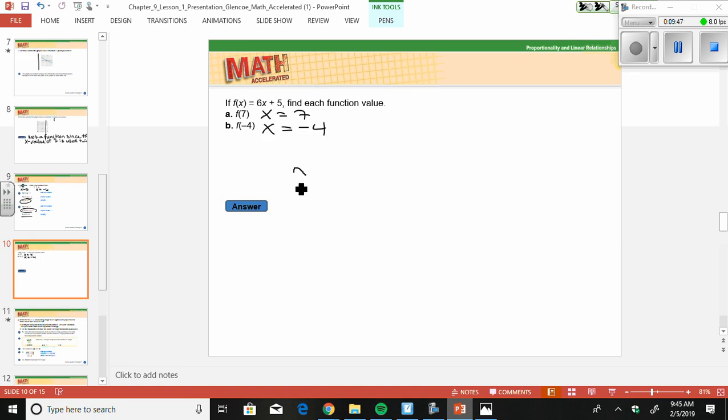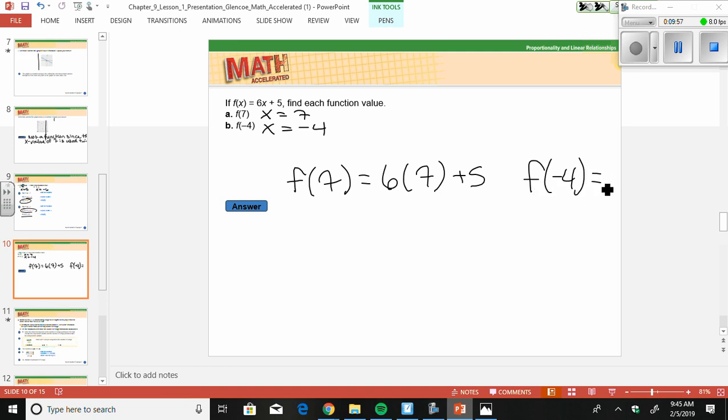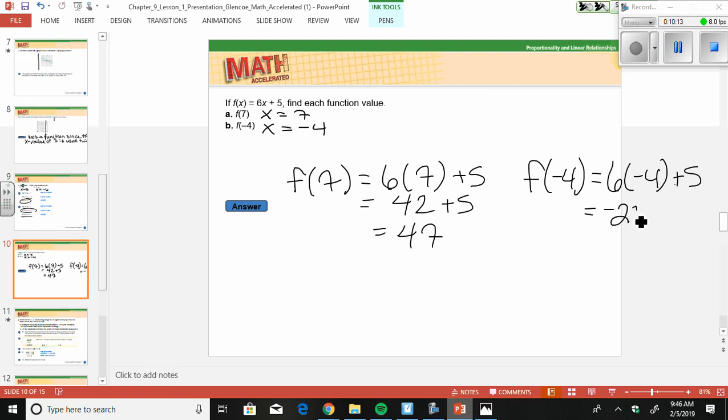So we rewrite it. f of 7 is equal to 6 times 7 plus 5. And we can go ahead and write the other one out. f of negative 4 is equal to 6 times negative 4 plus 5. So 6 times 7 is 42, plus 5 gives us 47. 6 times negative 4 is negative 24 plus 5, which gives us negative 19. So f of 7 is equal to 47. f of negative 4 is equal to negative 19 in this function.